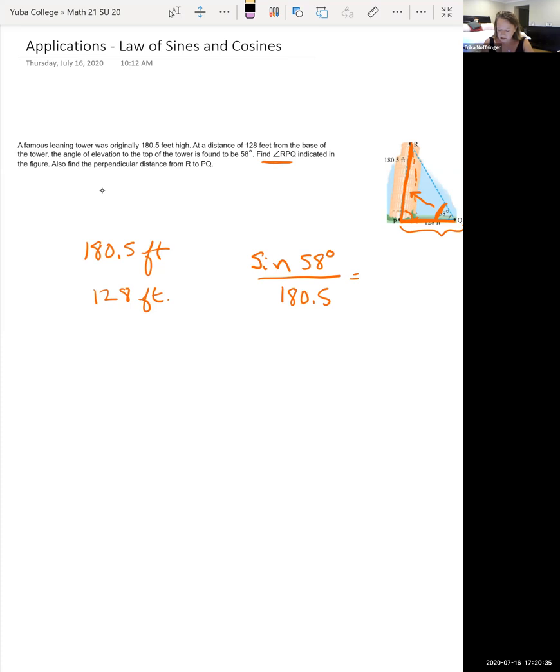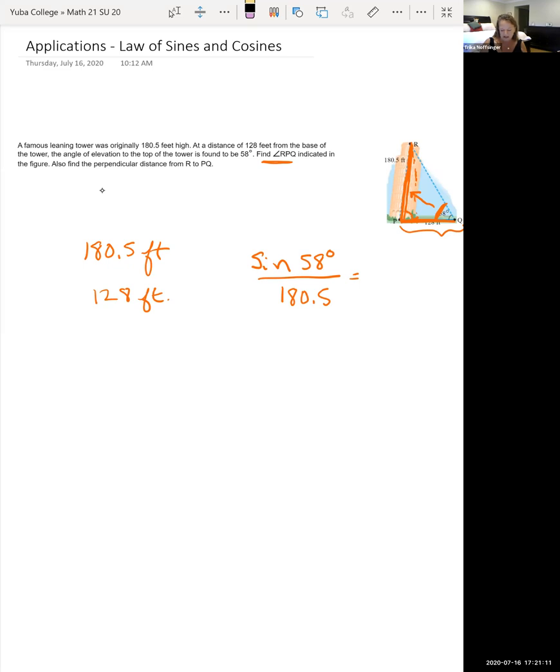Let's see. Someone asked: what was the reason that we should be able to identify that it was law of sines? We want to use law of sines when we know an angle and a side directly across from that angle, when we're not dealing with right triangles. Because we're given this angle of 58 degrees and the length of the building, 180.5, we know the angle and the side across.